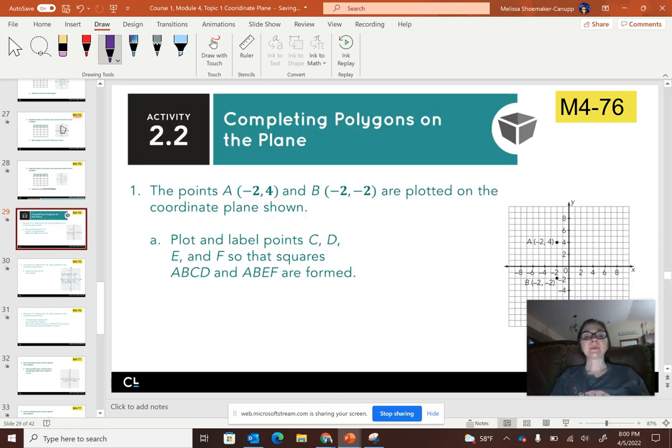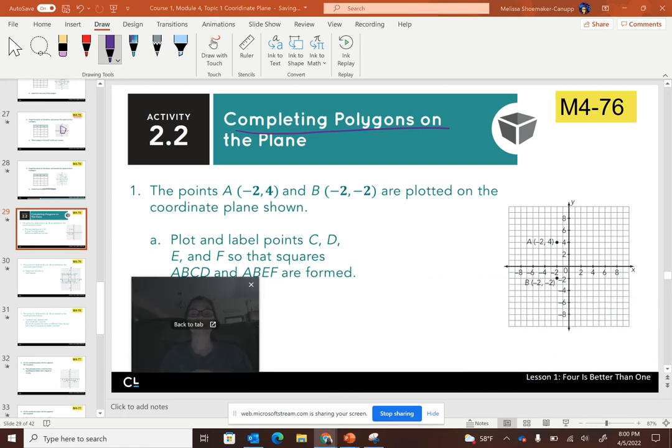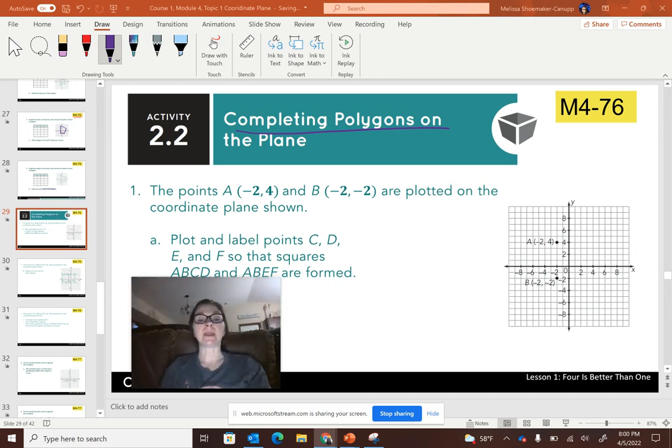The last thing that we have to worry about here is completing a polygon. So they're going to give us some of the points, and then we have to finish the shape. Okay, so we have A and B here. I'm on page M476. It says plot and label points C and D so that squares are formed.